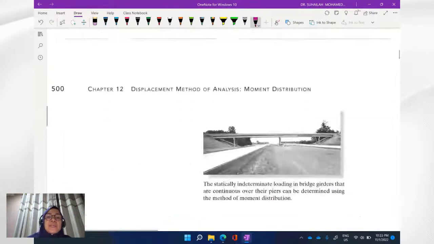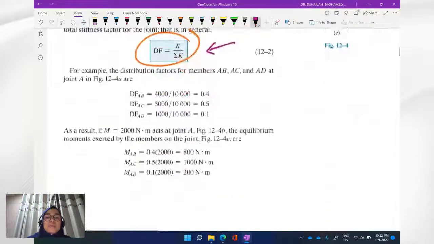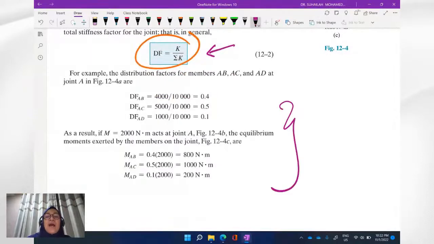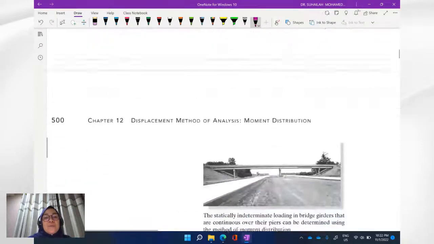This is just to show the concept of how we distribute joint moment. From the joint moment, we distribute moment using the distribution factor, and we distribute it to the adjacent members.